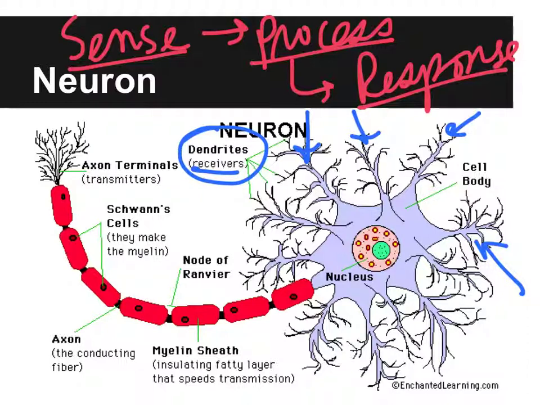Once that information is received, it will head on to the cell body. That cell body will integrate and process those little signals, and if those little signals accumulate to a great enough magnitude, those signals will send themselves onwards towards what we call the axon, also known as the conducting fiber.